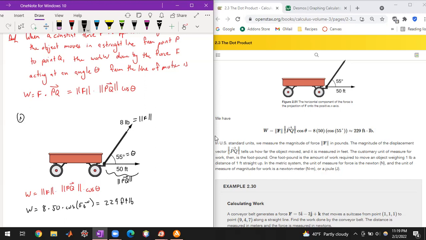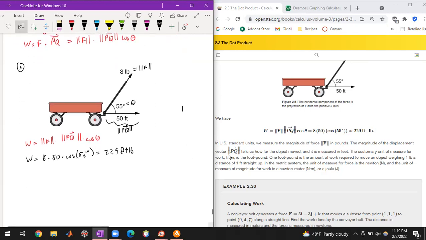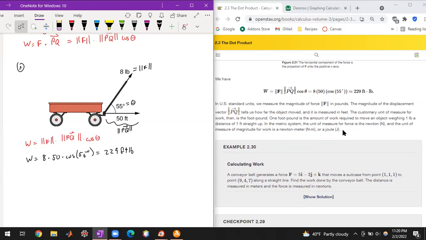In US standard units, the measure of the magnitude of the force is in pounds, and the magnitude of the displacement vector, the magnitude PQ, tells us how far the object moves, and that's measured in feet. So that's actually how we get our units, foot-pounds. The customary unit of measure for work then is a foot-pound. So 1 foot-pound is the amount of work required to move an object weighing 1 pound a distance of 1 foot straight up. In the metric system, the unit of measurement of the force is the Newton, and the unit of measure for work is a Newton meter or a joule. So we'll have different terminology depending on what class you're in.